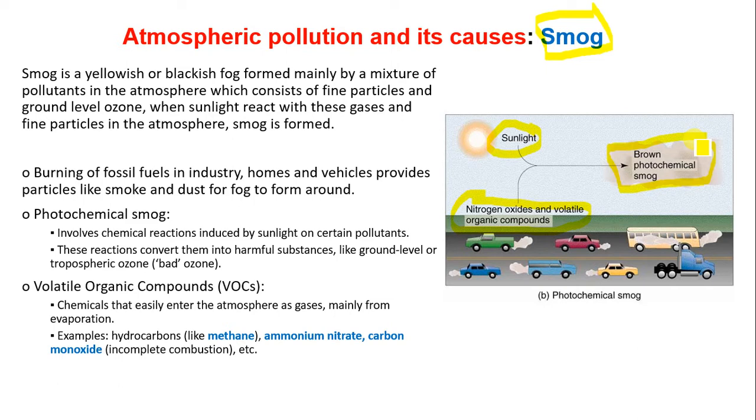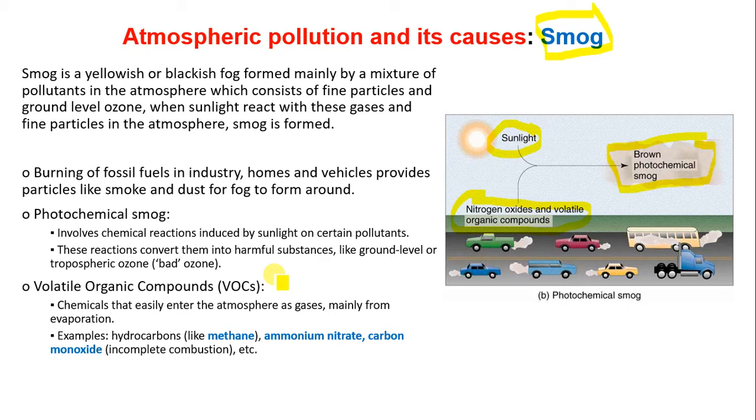When sunlight reacts with these gases, the burning of fossil fuel in industries, homes, and vehicles provides particles like smoke and dust for smog to form. So this smoke and dust react with sunlight to form smog. So we have something called photochemical smog. It involves a chemical reaction induced by sunlight on certain pollutants. This reaction converts them into harmful substances like ground level or tropospheric ozone, which is known as bad ozone.